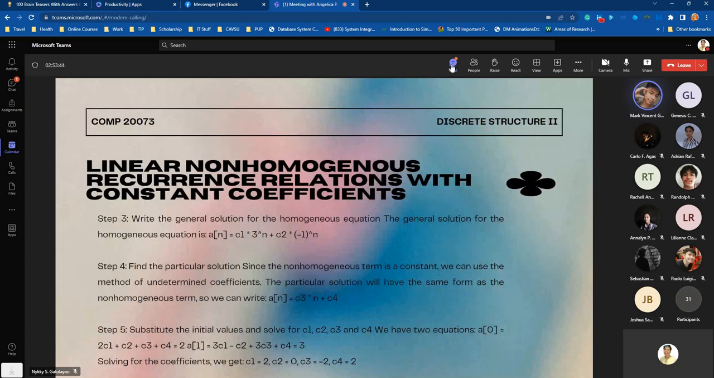Step 5. Substitute the initial values and solve for C1, C2, C3, and C4. We have two equations. a sub 0 equals C1 plus C2 plus C4. a sub 1 equals 3C1 minus C2 plus C3 plus C4. Solving for the coefficients, we get C1 equals 2, C2 equals 0, C3 equals negative 2, and C4 equals 0.